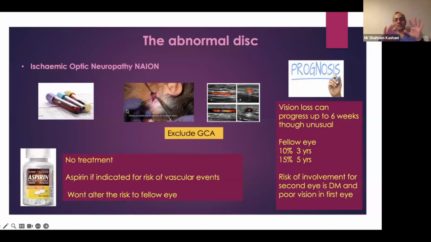And of course, we send bloods because you need to make sure that there is no inflammation there. And prognosis is that 10% can have the other eye involved within 3 years, 15% over 5 years. So it is important to make sure that you have managed or optimized their cardiovascular system. Often, what we do is actually send the patient to the TIA clinic. It's brilliant. They normally tend to see the patients within 2 weeks. So they do an ECG, an echocardiogram, and a carotid ultrasound to make sure that everything is fine and there's no embolic phenomenon.